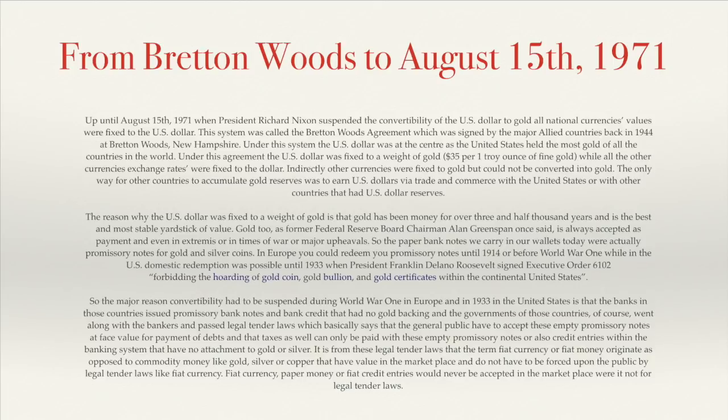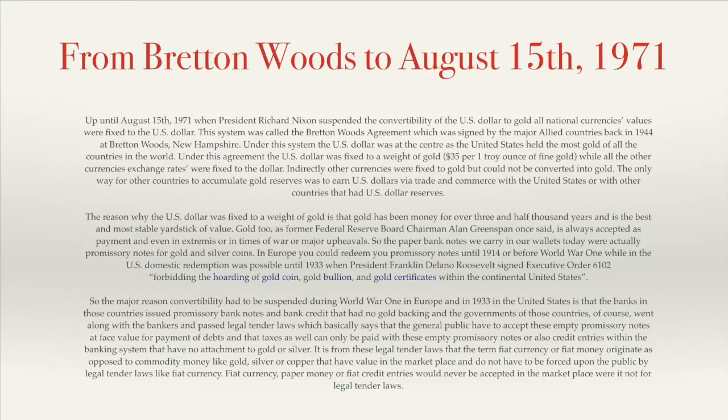So the paper banknotes we carry in our wallets today were actually promissory notes for gold and silver coins. In Europe, you could redeem your promissory notes until 1914 or before World War I, while in the US, domestic redemption was possible until 1933, when President Franklin Delano Roosevelt signed Executive Order 6102, forbidding the hoarding of gold coin, gold bullion, and gold certificates within the continental United States.